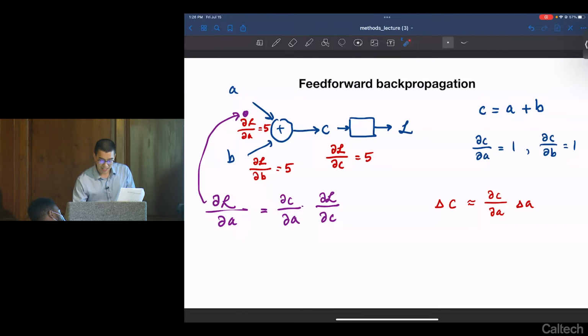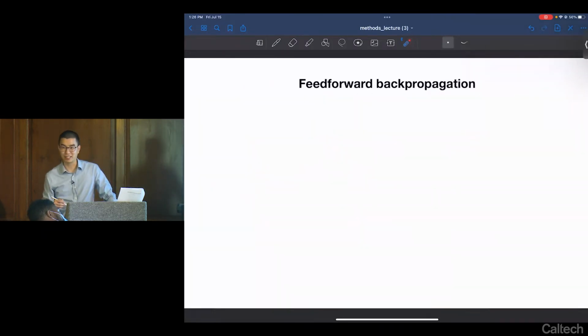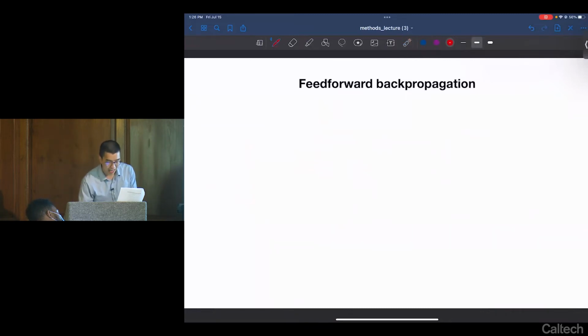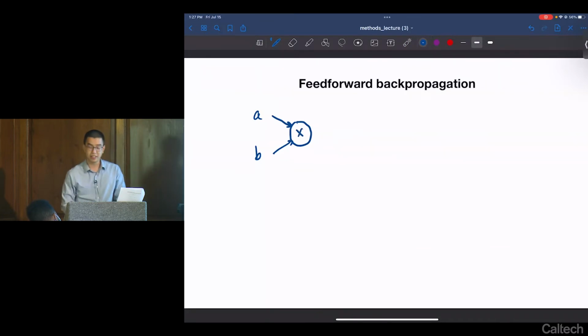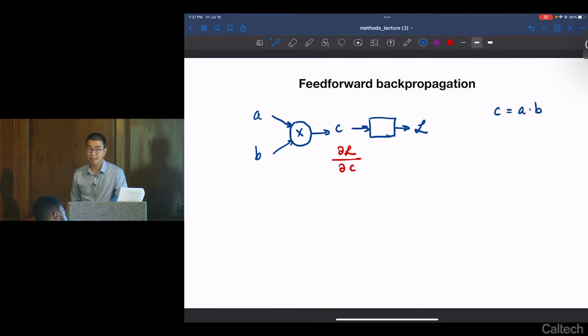All right, let me add one more slide. I'm going to do one more scalar example, and then I'll tell you what the answer is for the neural network. So if you have now A and B, and instead of being added together, they're multiplied together, and that gives C, and that goes into something that computes my loss function, L. And again, I know dL/dC. The forward pass here is to compute C equals A times B.